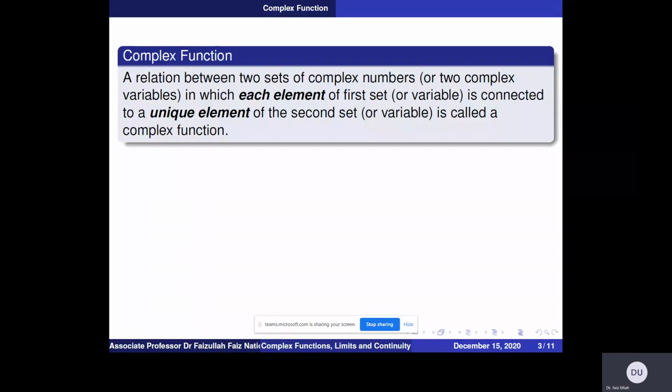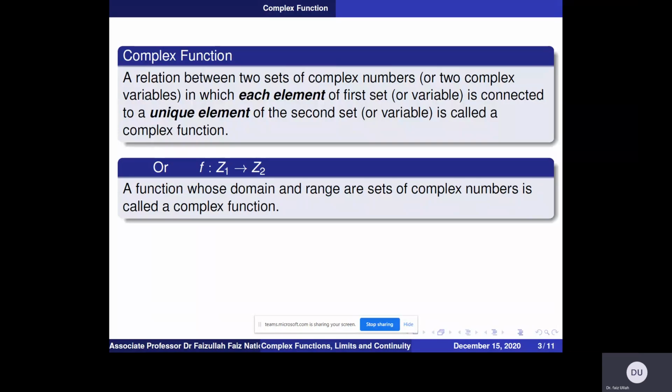The main difference between the complex function and real function is that a complex function is a particular type of relation between two sets of complex numbers, and a real function is that particular type of relation between two sets of real numbers. So that is why we can also define a complex function as a function whose domain and range are sets of complex numbers.